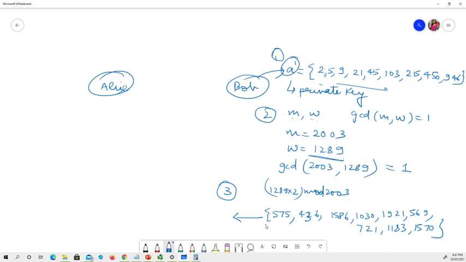This sequence, if you see, is not super increasing in nature, because the numbers are arbitrarily arranged. This would be made as the public key. So now Bob would be sending this particular public key to Alice.